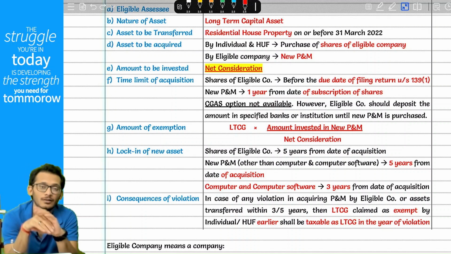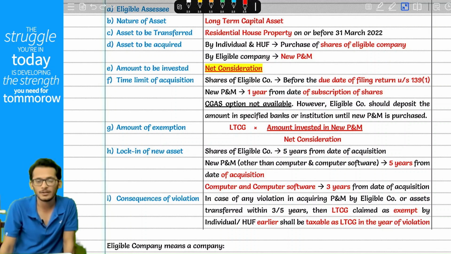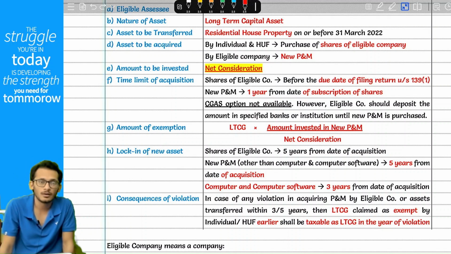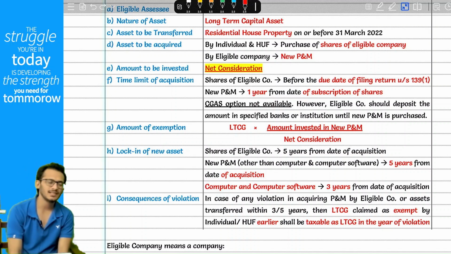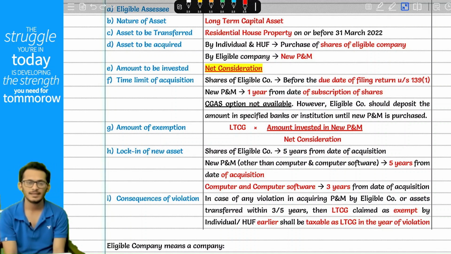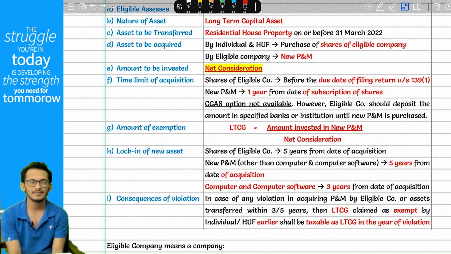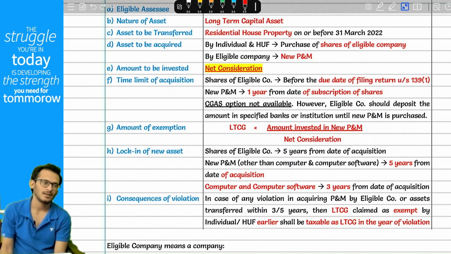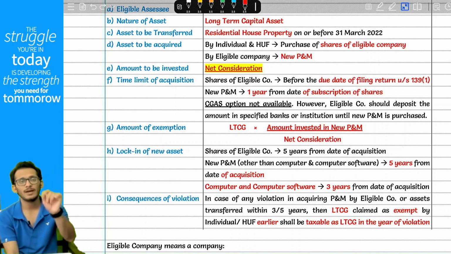Now in all these scenarios, wherever I told you that the time limit to acquire is longer, like 54, 54F, 54B, 54D, 54G, 54GA, income tax has enabled an option called CGAS, Capital Gains Account Saving Scheme. Even if you do not know that you will buy the asset today, if you invest the money within the due date of return filing into the CGAS scheme, the amount will still be allowed as an exemption, provided the money in the CGAS scheme is only used for the purpose for which you have put it. If you violate or misuse this condition, then the year in which you violate the condition, that year it will become taxable.